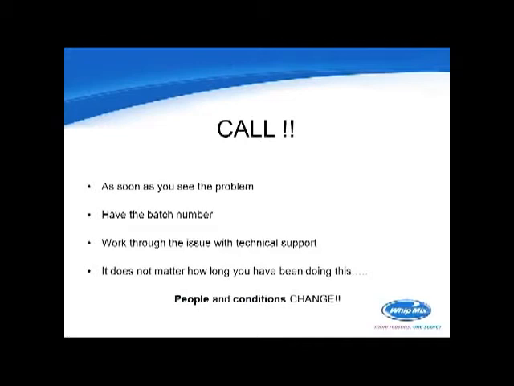You will need that batch number. Once again, that is on the box that it came in or on the individual packages. It's a 9-digit number. We'll have you work through it with technical support. And please remember this, it does not matter how long you've been doing this. People and conditions change, even when you think you don't.